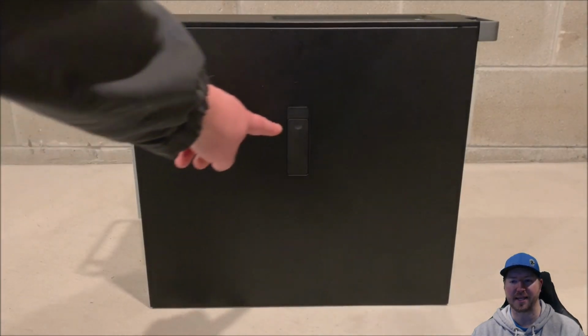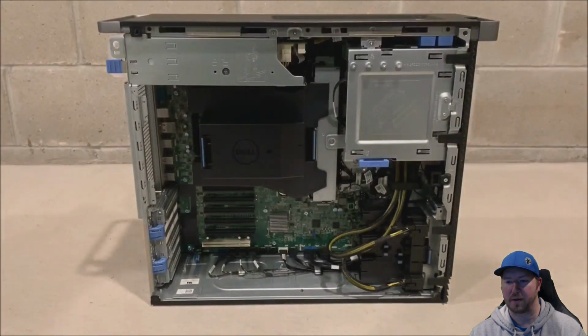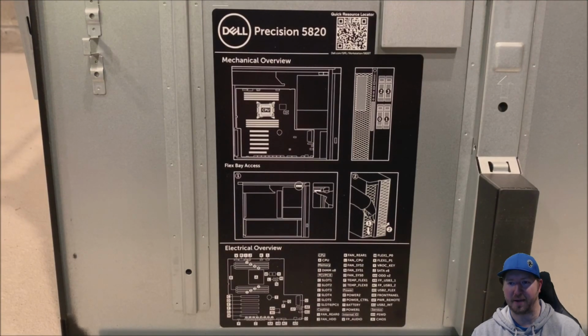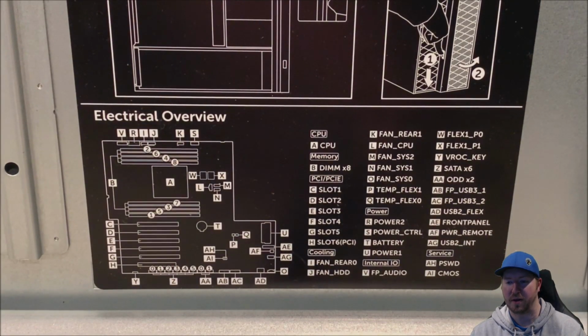All right, so we're going to take a look inside the chassis. We're going to remove our side panel like so, and give us access inside. All right, it's a very clean chassis. Here's a look at the side panel, the mechanical overview. So if you need to pause this, take a look at it a little bit closer. We're also going to zoom in on the electrical overview, so feel free to pause this if you need to look at this a little bit longer. I'm just going to show you basically everything you want to know about the motherboard.